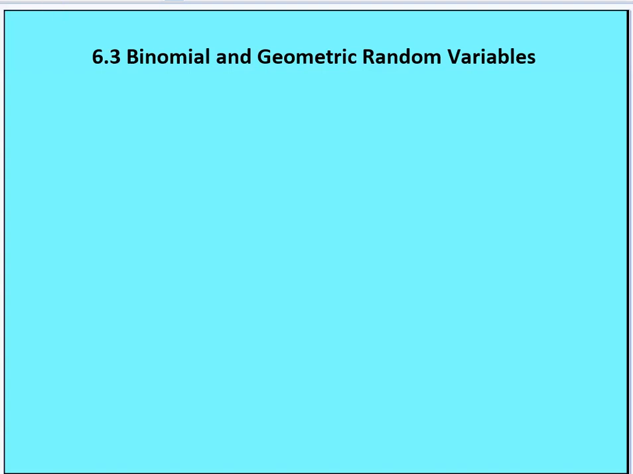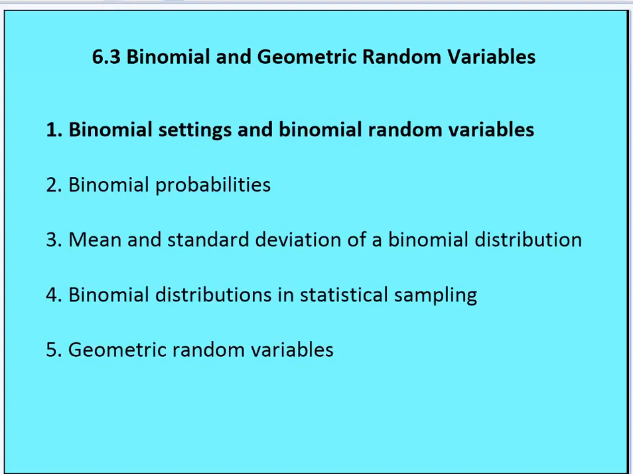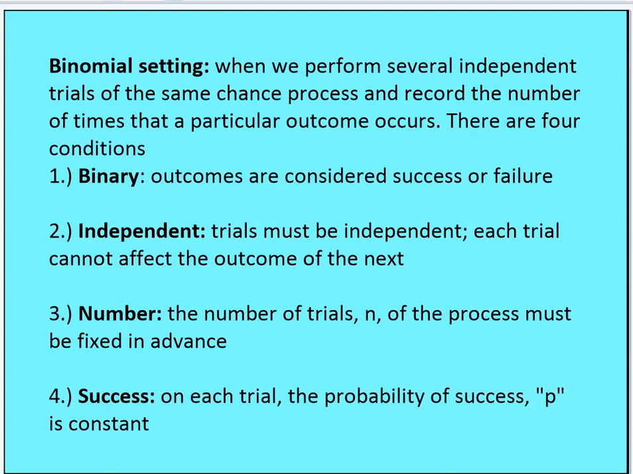So let's get started. We're going to talk about binomial settings and binomial random variables, binomial probabilities, mean and standard deviation of binomial distribution, binomial distributions in statistical sampling, and then we'll end with geometric random variables. Really, this should be two sections, maybe three: one on binomial probabilities, binomial distributions, and then geometric random variables. All right, so binomial setting.